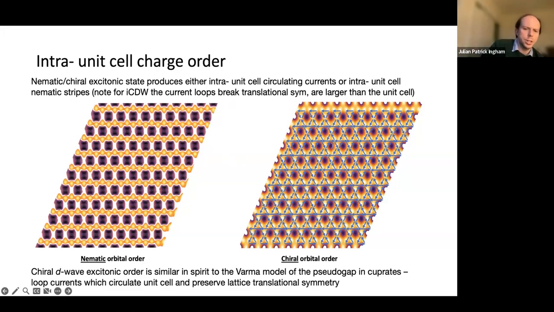And then the chiral combination, the D plus iD solution, gives us something that looks like what we have on the right here, something which preserves rotational symmetry as well as the translational symmetry of the lattice, but consists of these circulating loops of current within the unit cell. So we have this intra-unit cell type of circulating loop current, kind of similar to the Varma model of the pseudogap in the cuprates, but this is in some ways a simpler structure of order parameter. There are other complications in the case of the cuprates.